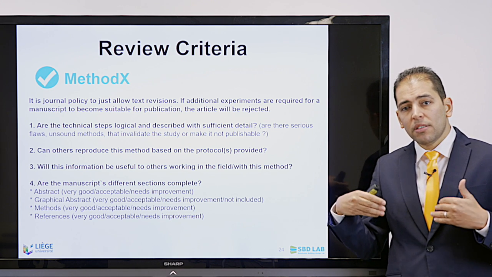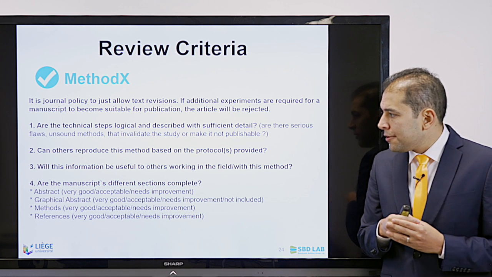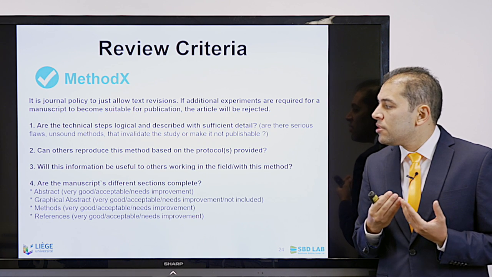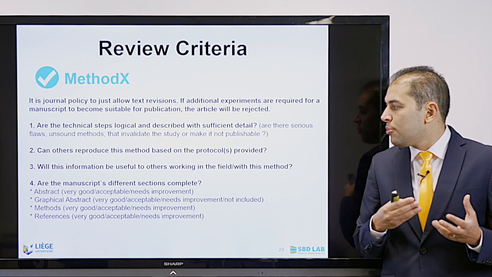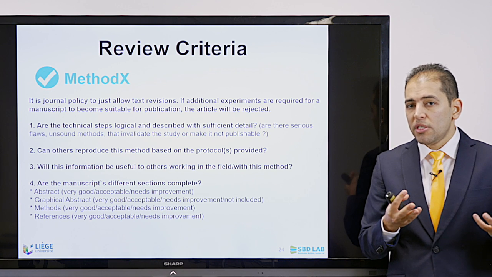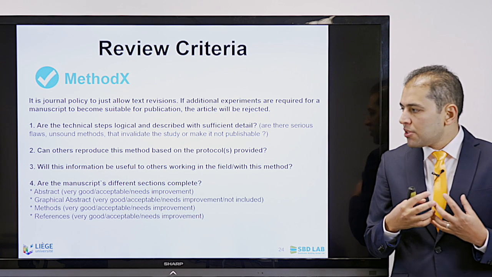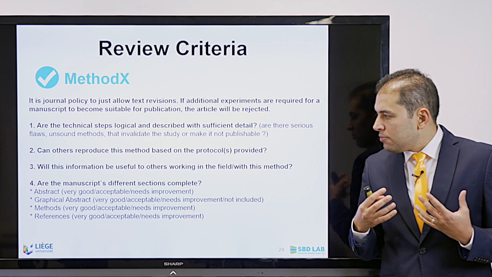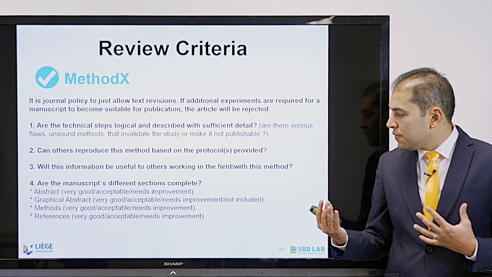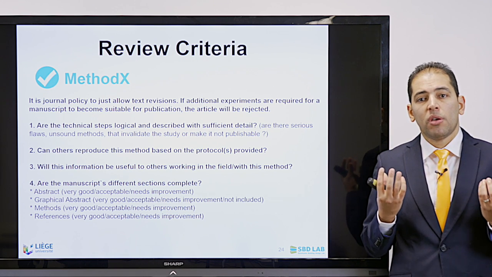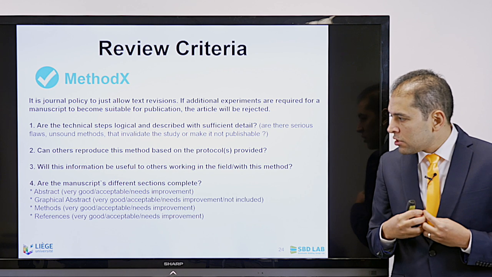Question number 2 from the editor to the reviewer regarding your article: Can others reproduce this method based on the protocols provided? Very simple question. Question number 3: Will this information be useful to others working in the field with this method? Here we're talking about the value and the relevance.